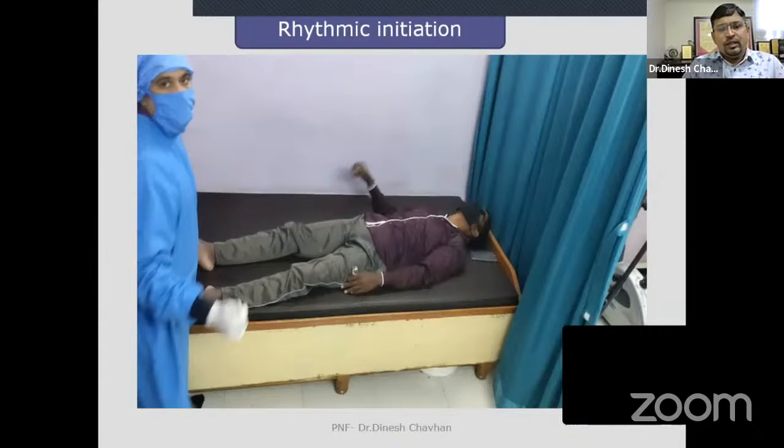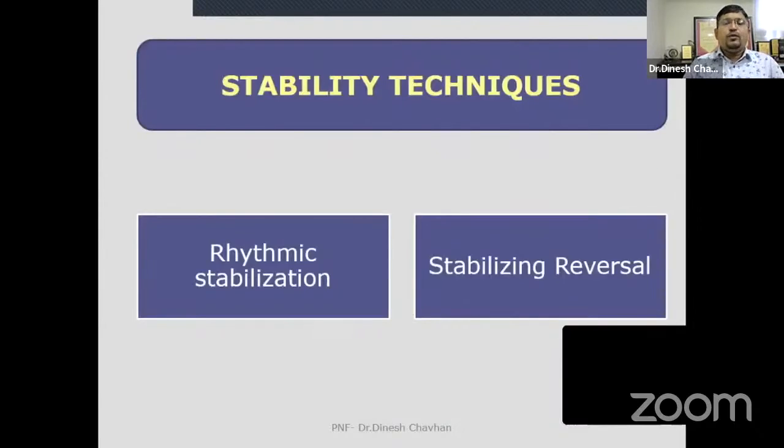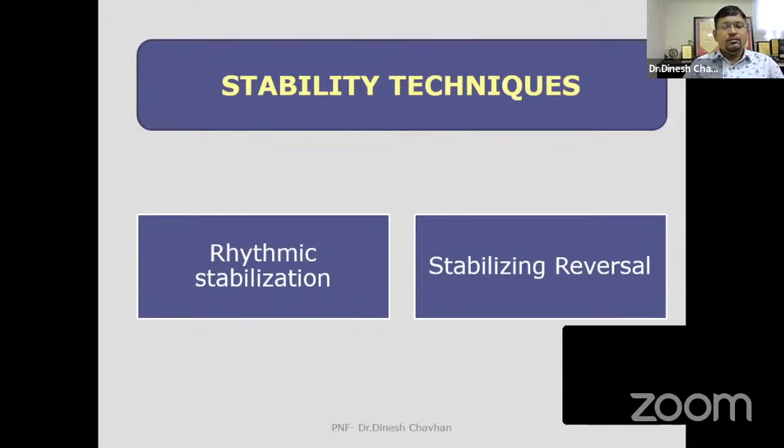So now we'll see what the stability techniques are. Mostly we use stability techniques for the trunk muscles, because these are the postural muscles, the muscles used for stability. The trunk muscles attain and maintain that position so that upper limb and lower limb mobility will be good. So we have to provide this technique.